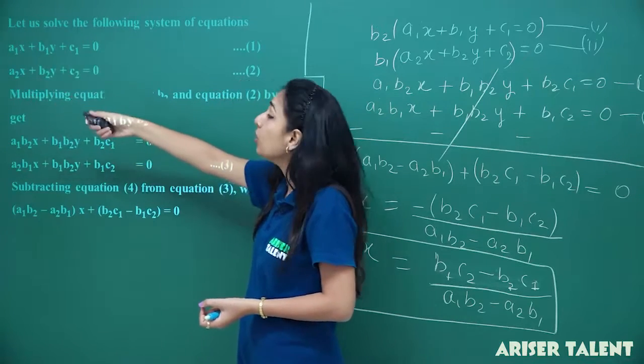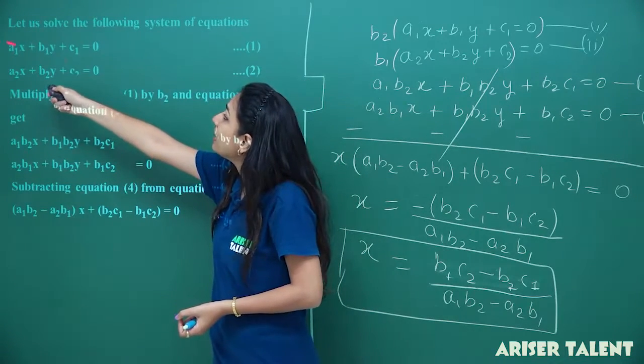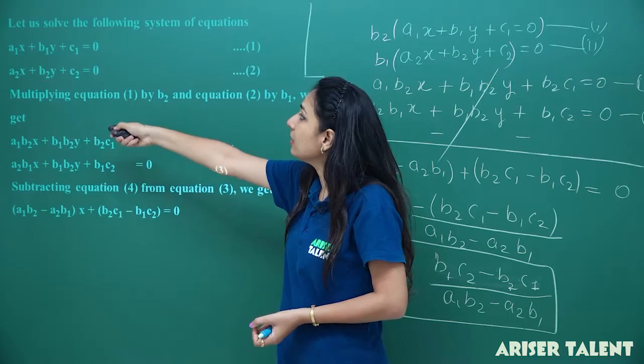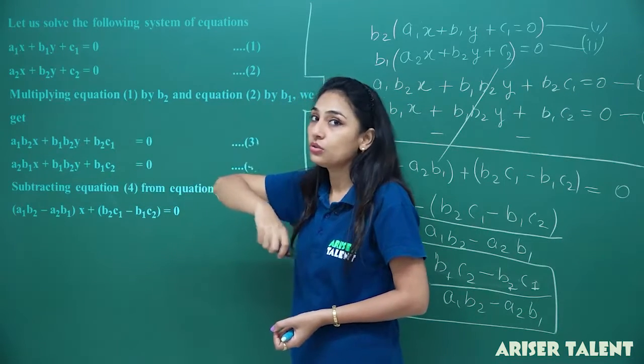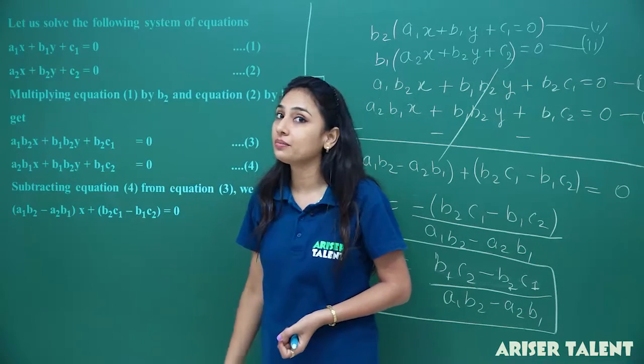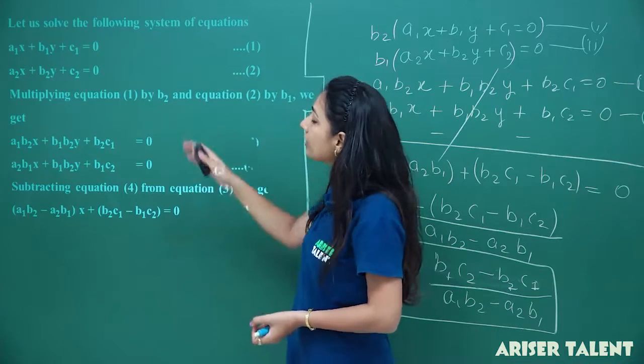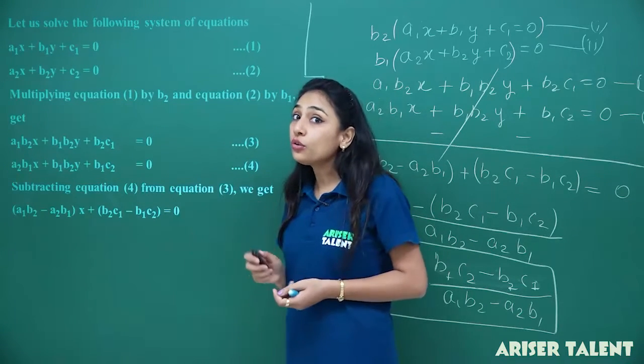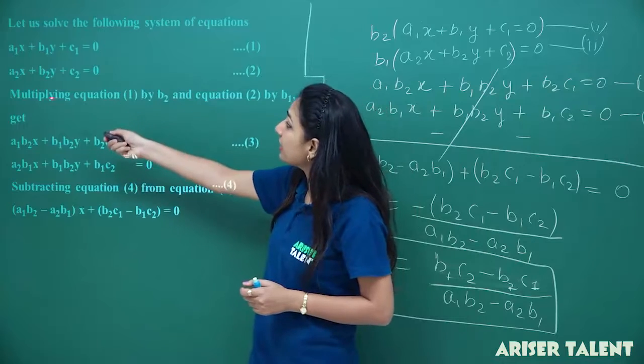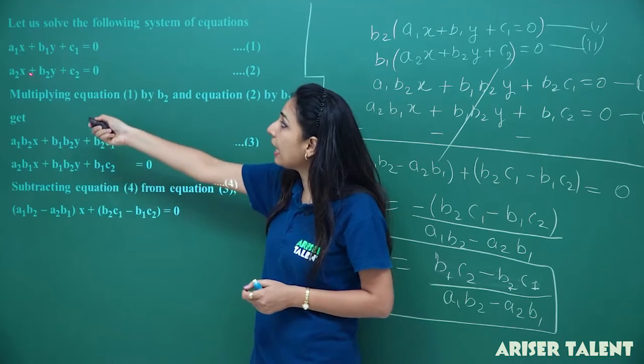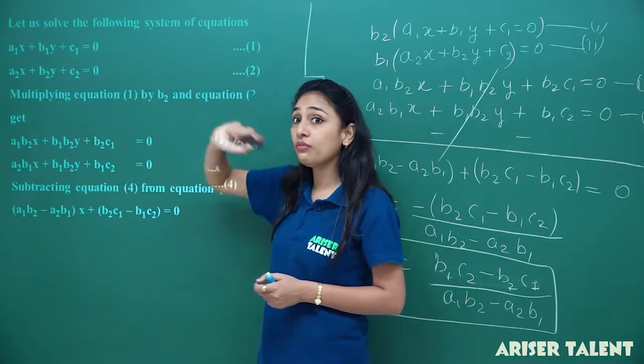What should we have to do? We should just multiply this equation by b2 and this equation by b1 so that we can cancel out the term y here. Okay. Now that has vanished.